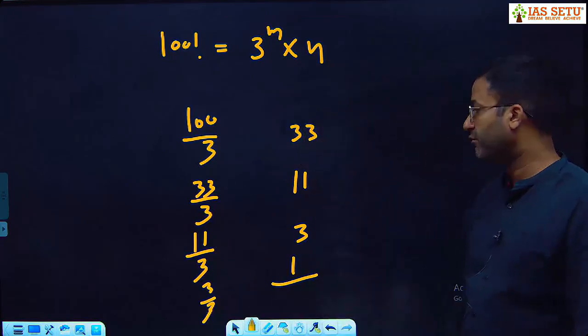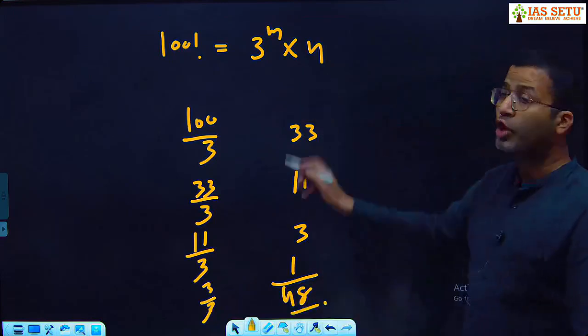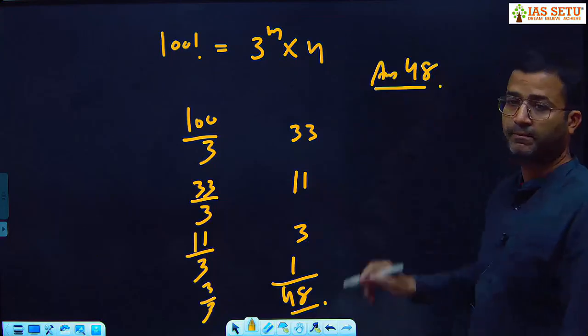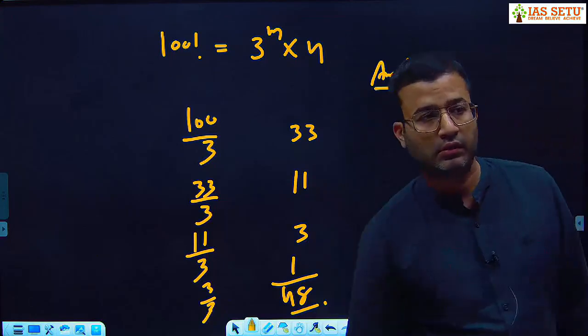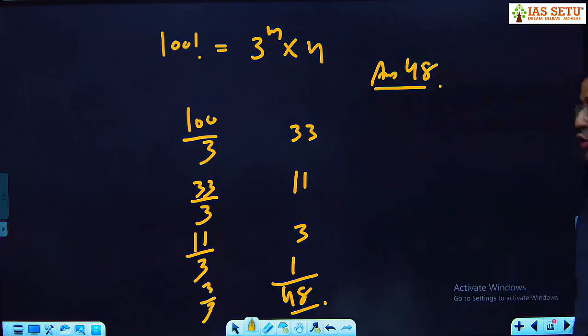33 plus 11, 44. 44 plus 4, 48. So how many 3's are there? 48 is your answer. Done? Now you try one question.